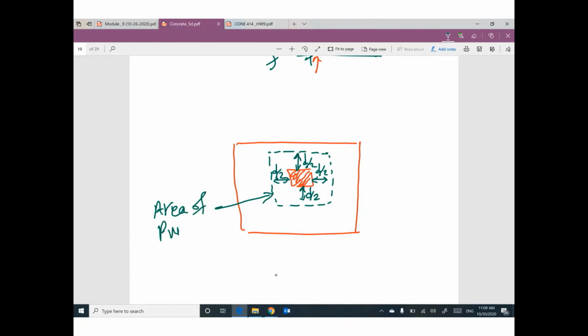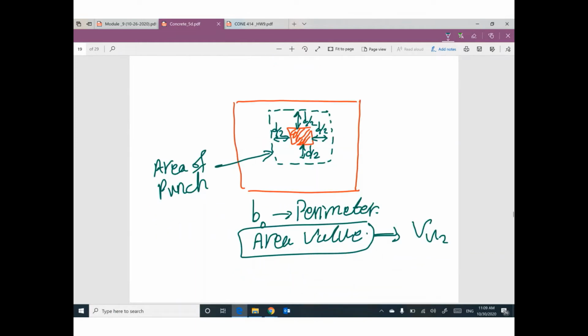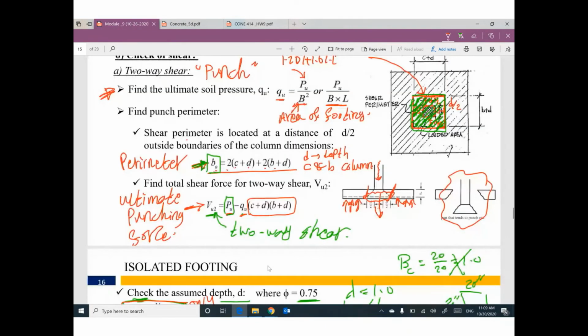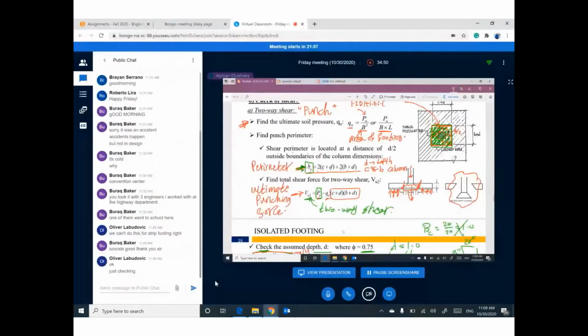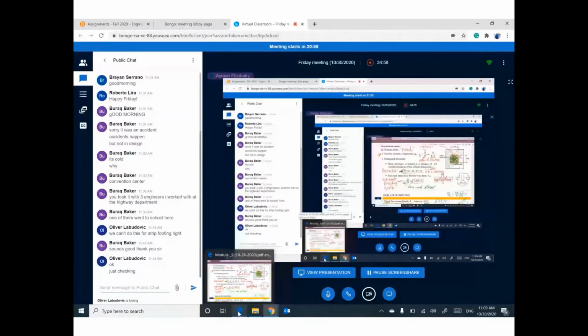I need to get two values, B naught, which is the perimeter of this area, and what is the area value. This area value will help me to figure out V ultimate 2. This perimeter will help you to check the depth. Any questions so far?